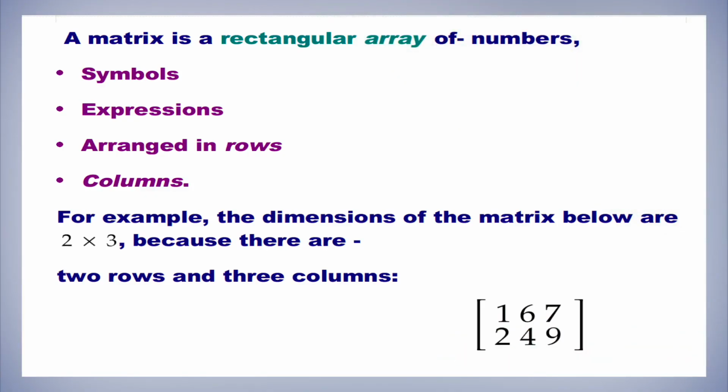In mathematics, a matrix is a rectangular array of numbers, symbols or expressions arranged in rows and columns. For example, the dimensions of the matrix below are 2 by 3 because there are 2 rows and 3 columns. 1, 6, 7, 2, 4, 9 is a 2 by 3 matrix.